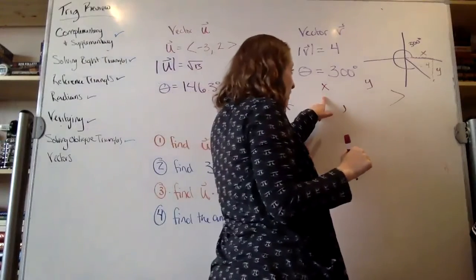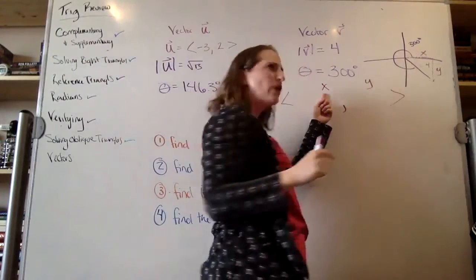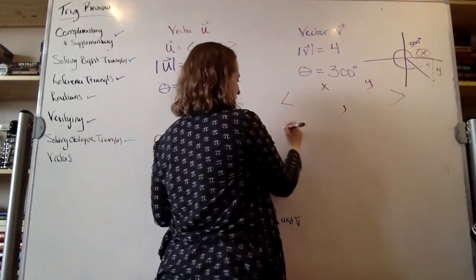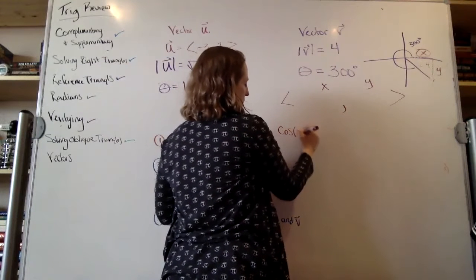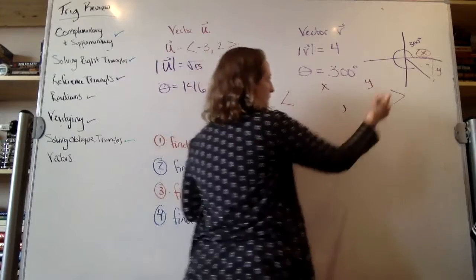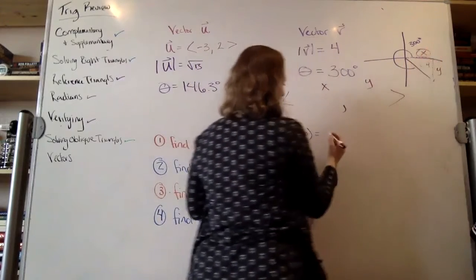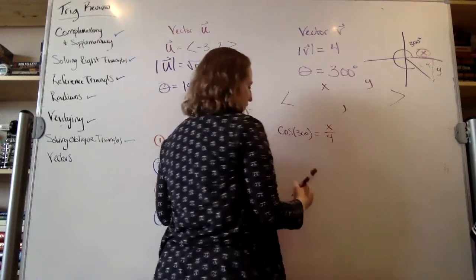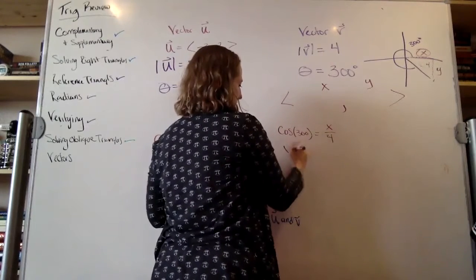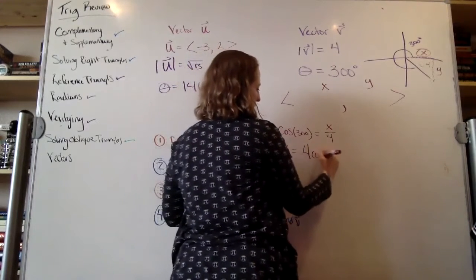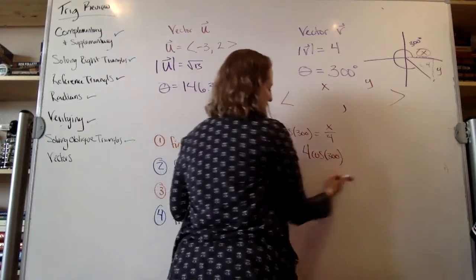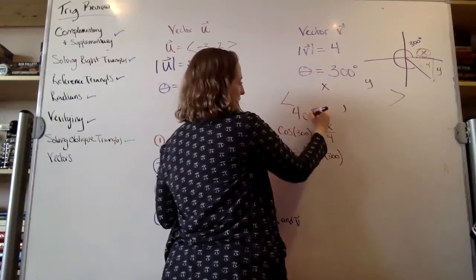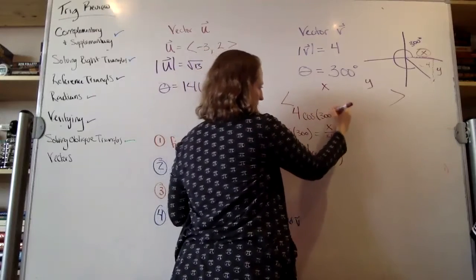Well, my horizontal component, this guy here, I can think of using this relationship. Cosine of 300, right? Cosine is adjacent over hypotenuse. So cosine of 300 is equal to x over 4. Solving this for x gives me x equals 4 cosine of 300. So my horizontal component is my magnitude times the cosine of my angle.